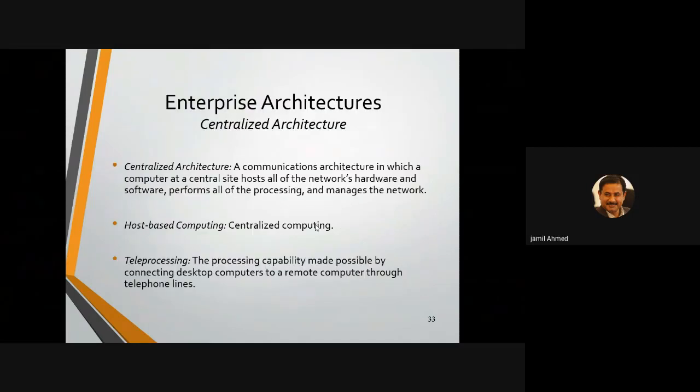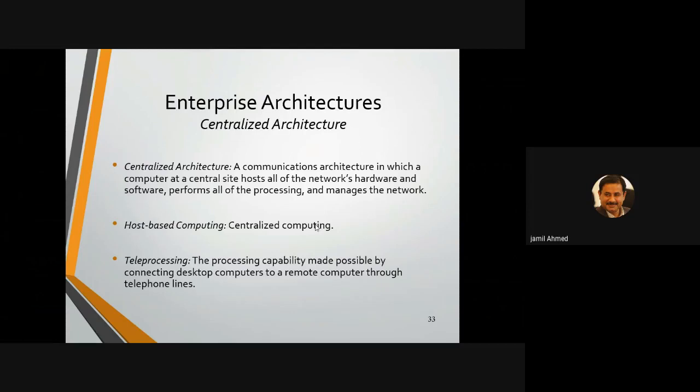So in the enterprise architecture, for example, police has an ERP, meaning enterprise resource planning, and other departments have ERPs. They have all the information. Taxation departments have the ERP. So they have different ERPs for all their officials. So, in order to run that particular type of ERPs, there is a centralized architecture, a communication architecture in which computers at a central site host the network hardware, software, perform all the processing and manage the network as well.